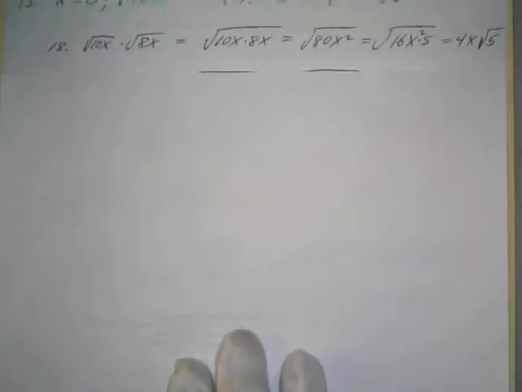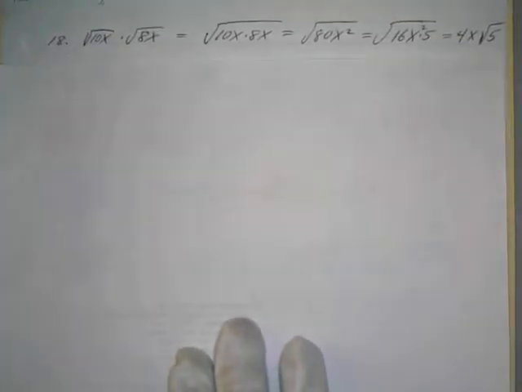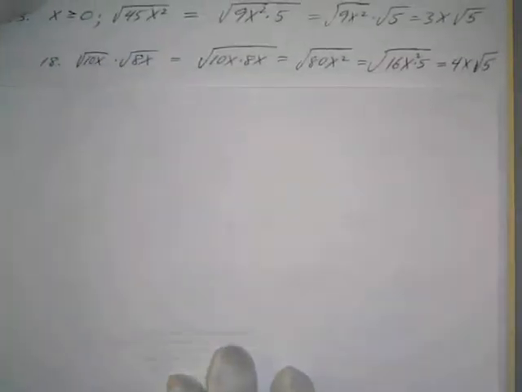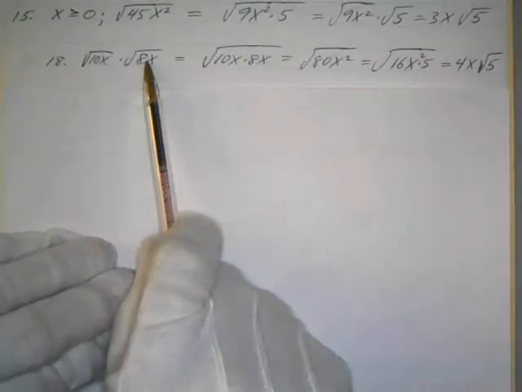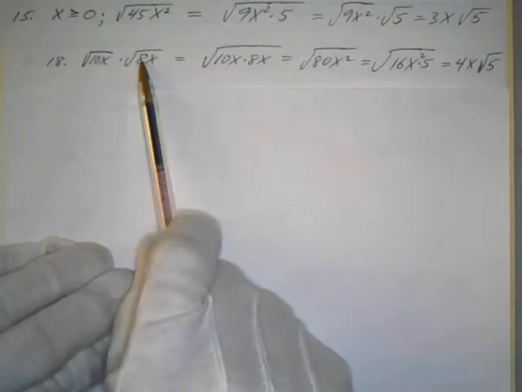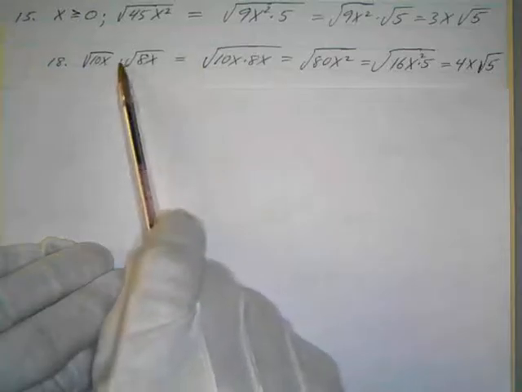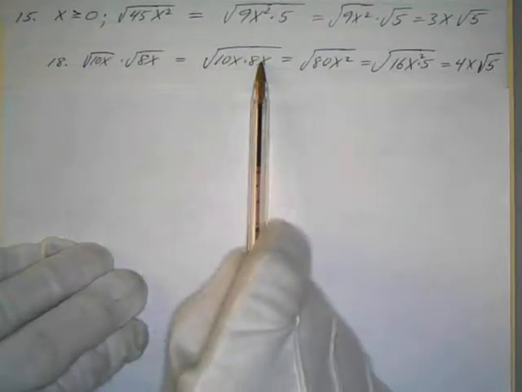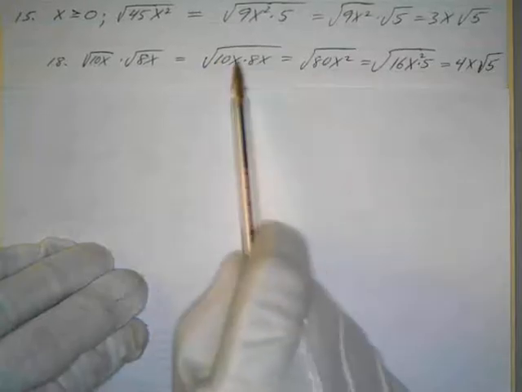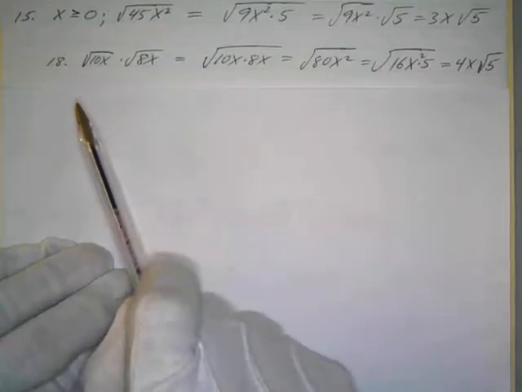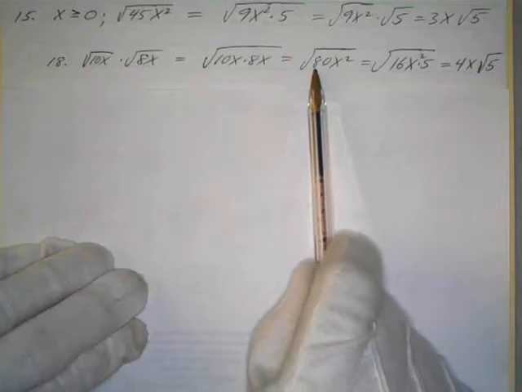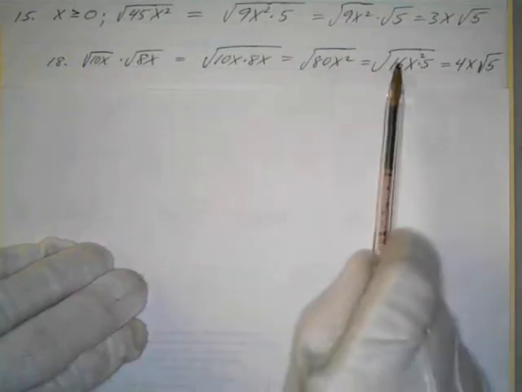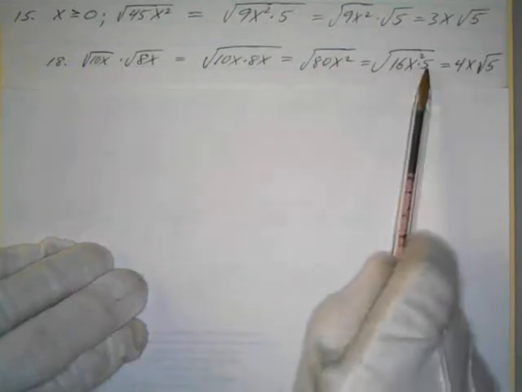Okay, number 18, the same idea. Again, x is positive. Now neither of these can be simplified, but if I reverse this rule, in other words, the product of the square roots is the square root of the product, and put these together, then I can combine them, and 10 times 8 is 80, and x times x is x squared. Now I've got some perfect square factors. 80, 16 goes into 80 five times. So a perfect square factor of 80 is 16, and there's the 5, and there's the x squared.